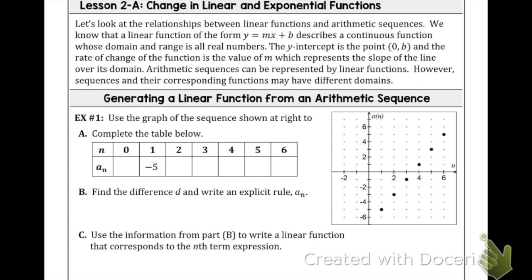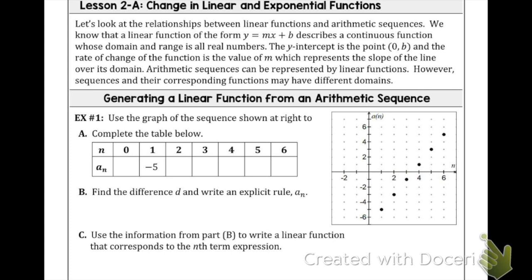We know that a linear function of the form y equals mx plus b describes a continuous function whose domain and range is all real numbers. The y-intercept is the point (0, b), and the rate of change of the function is the value of m, which represents the slope of the line over its domain. Arithmetic sequences can be represented by linear functions, which we noticed last lesson. However, sequences and their corresponding functions may have different domains.